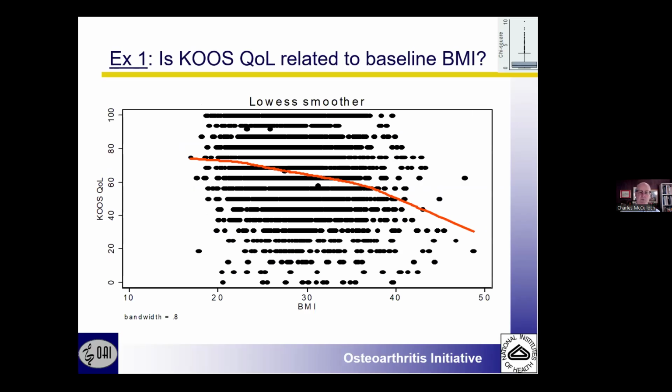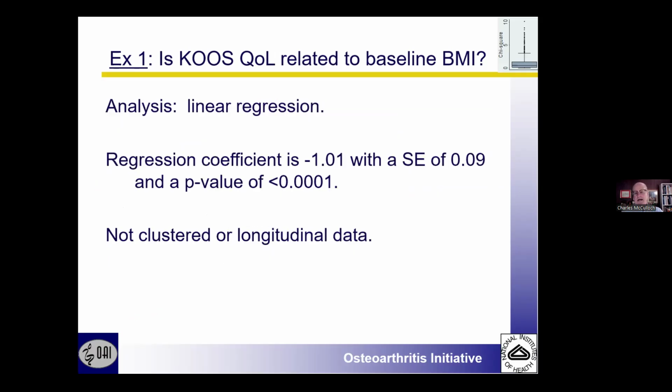So going back to example one, is quality of life related to baseline BMI? I might start by looking at something graphical like a scatter plot, and we see a monotonically decreasing relationship of quality of life with baseline BMI. I would just handle this with linear regression. It's not clustered data, and we might get a regression coefficient. The coefficient is -1 with a standard error of 0.09 and some very tiny p-value. This is just a standard linear regression problem, and there's no clustered or longitudinal data here. Very simple to analyze.